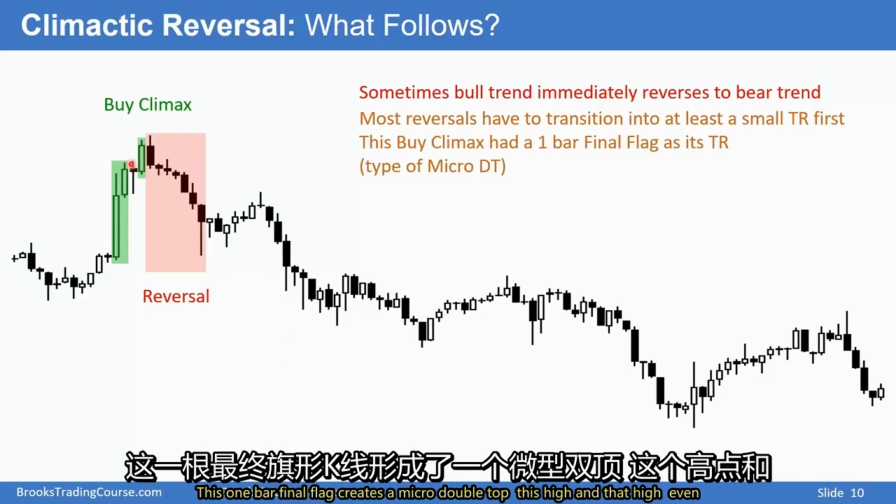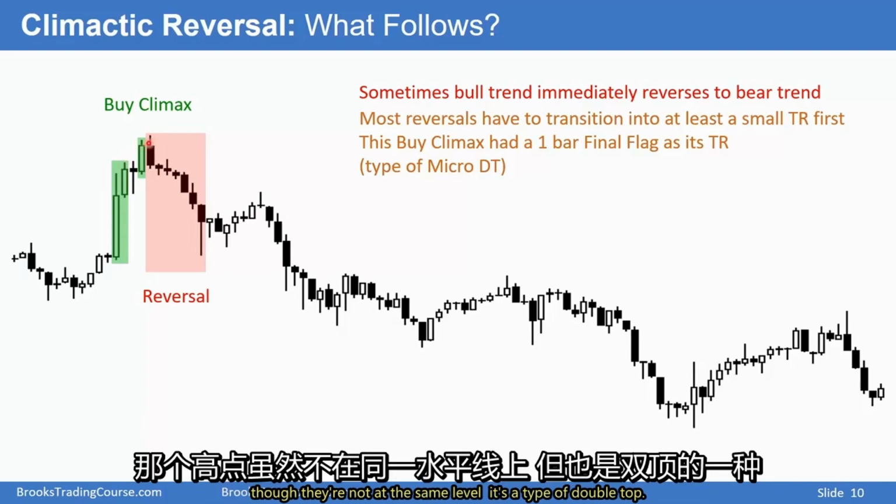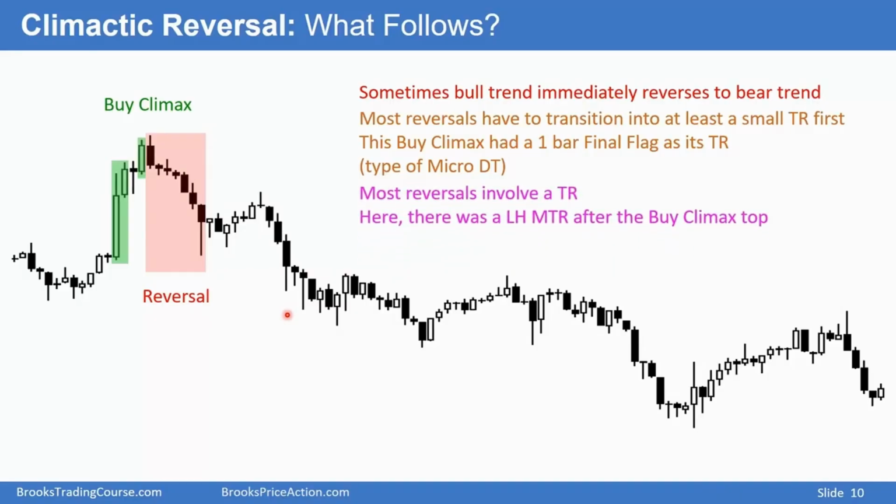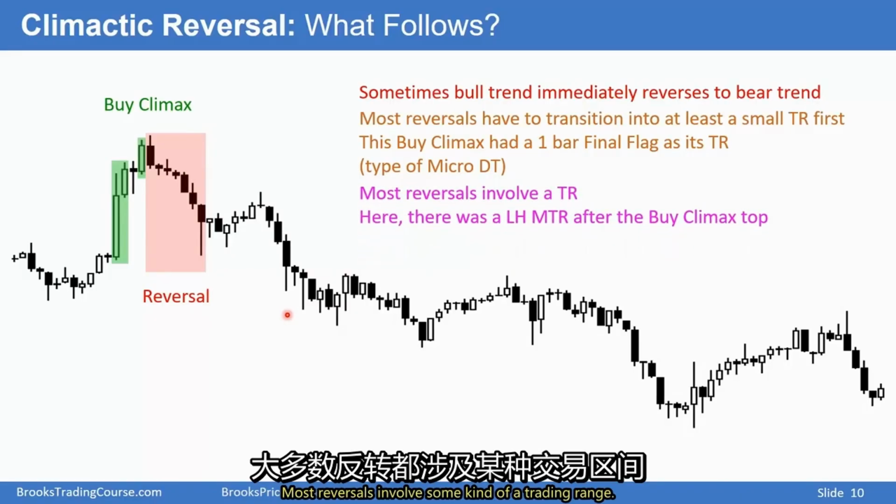This 1 bar final flag creates a micro double top, this high and that high. Even though they're not at the same level, it's a type of double top. Most reversals involve some kind of a trading range.